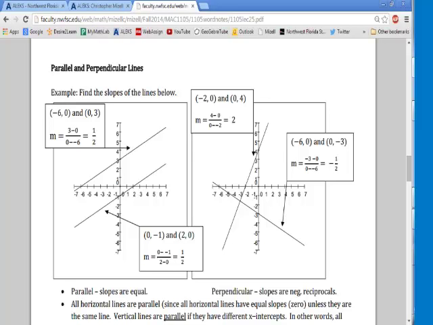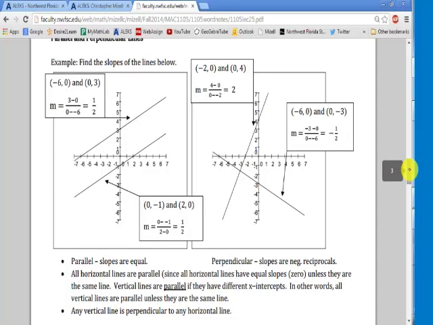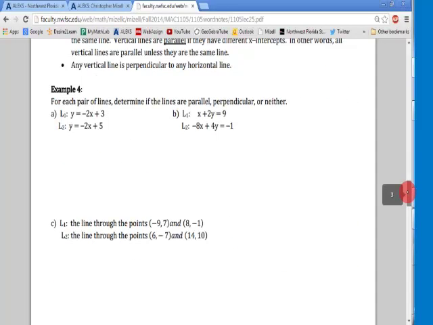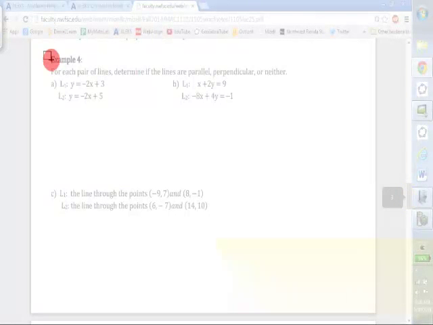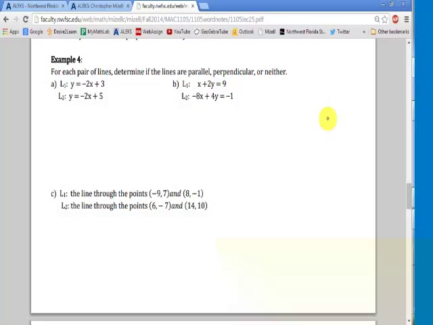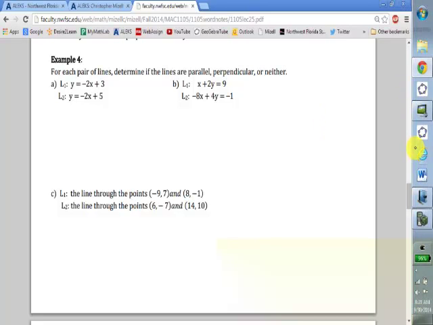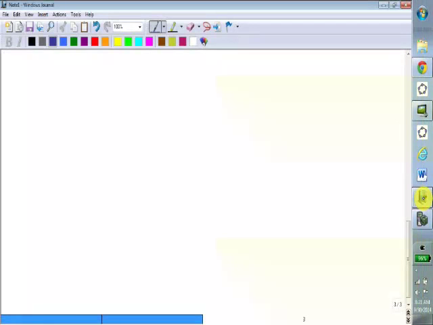What is the relationship between slopes of perpendicular lines? Anybody know this from another algebra class somewhere? So take the reciprocal, do the opposite sign. So the opposite reciprocal, basically, is the relationship between slopes of perpendicular lines. So let's look at example 4 and see if we can determine whether the indicated lines are parallel, perpendicular, or maybe neither.